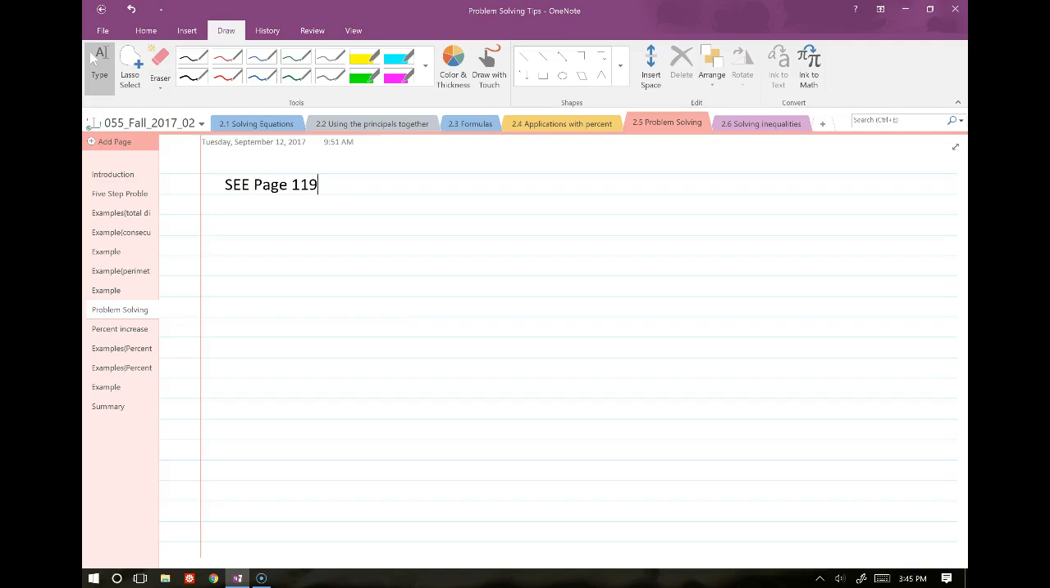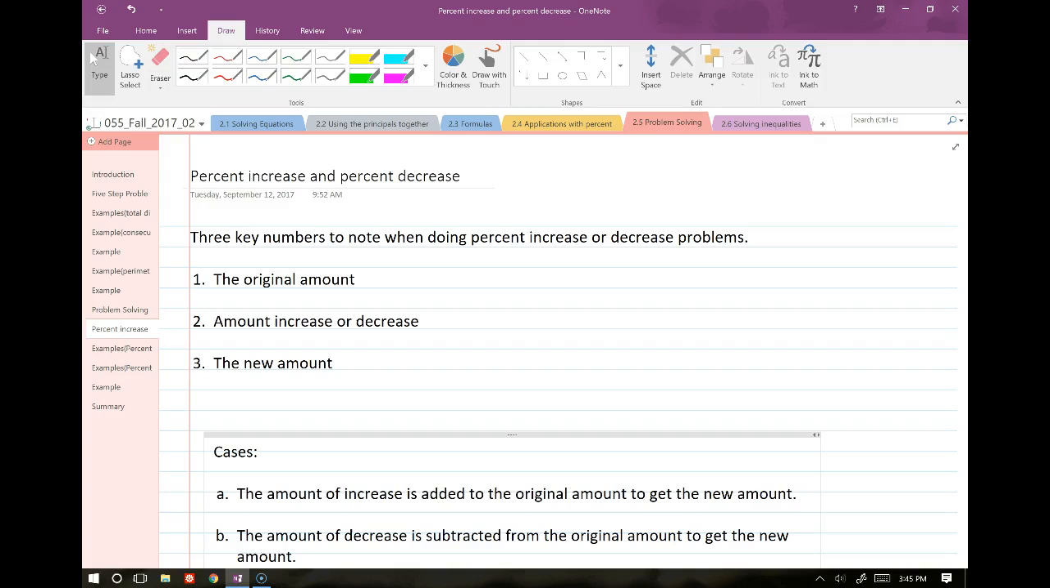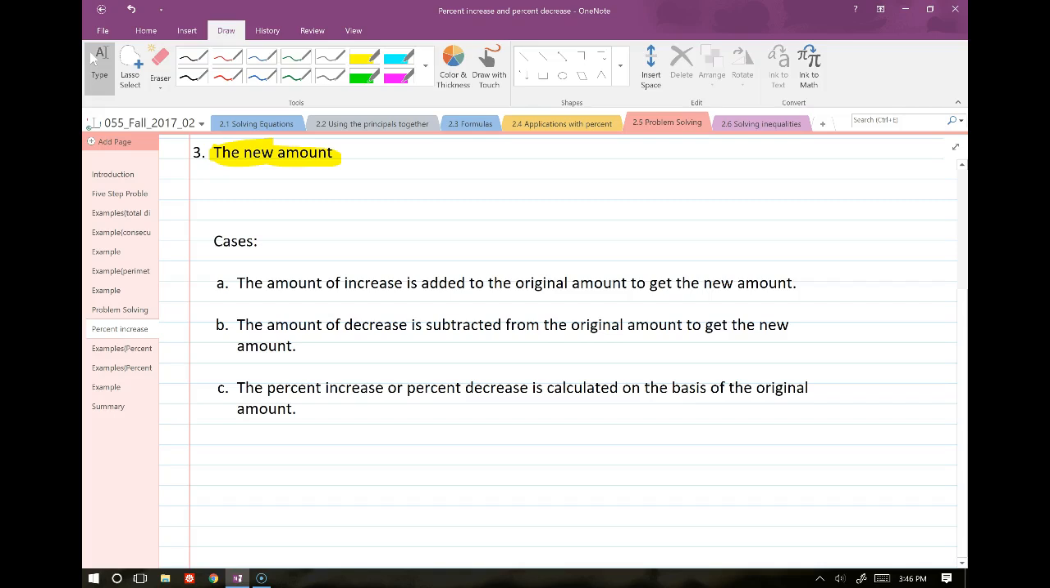So, percent increase and percent decrease problems. The 3 key numbers to note when we're doing percent increase and percent decrease problems are the original amount before the change, the amount of increase or decrease, and the final amount, or the amount after the change. When we have these types of problems, there are usually 3 cases that these conform to. If you recognize all 3 cases, it won't be a problem at all to do these.